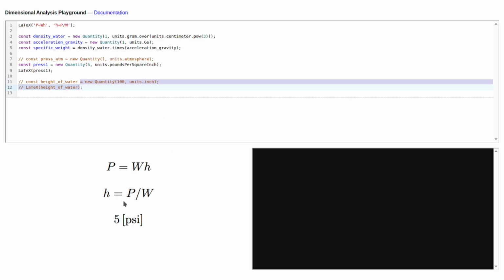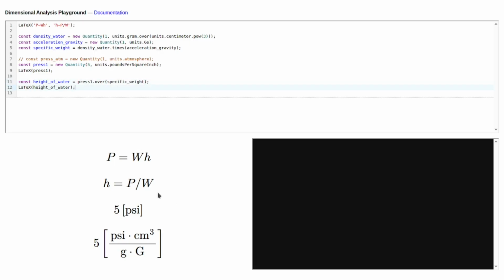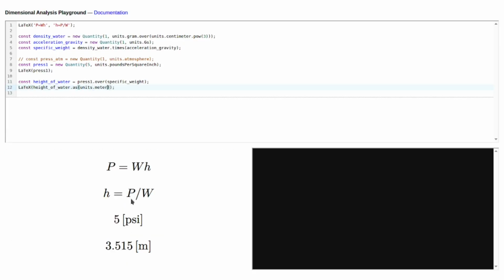Alright, so what I've done here is I have defined the pressure at 5 psi, and now we're going to determine what the height of the water is. And again, we have the height of water, which is 5 psi cubic centimeters over grams g. And again, that doesn't really quite make sense, so we're going to convert this to something like meters. At 5 psi, we have about 3.5 meters of water in that container.